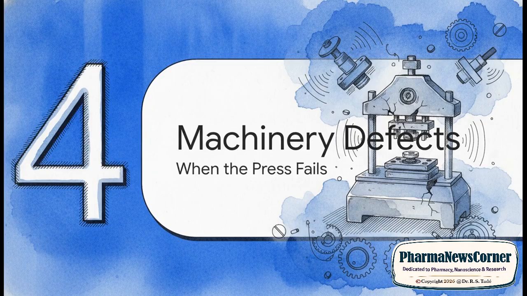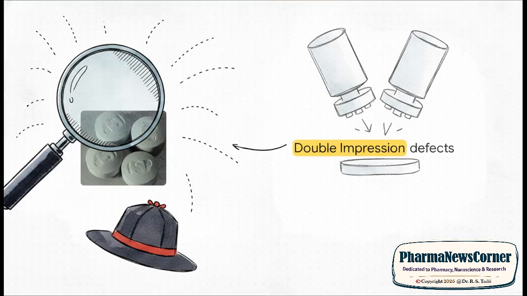Section 4. Machinery and mechanical defects, when the press fails. So what happens when the physical hardware vibrates or gets misaligned?